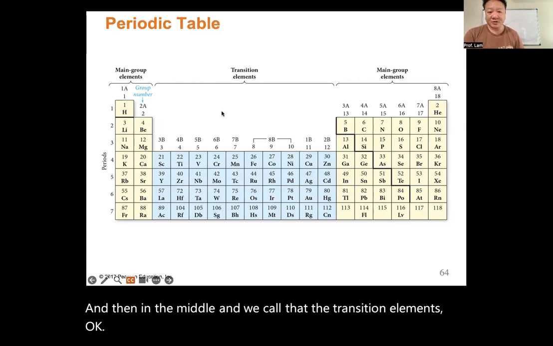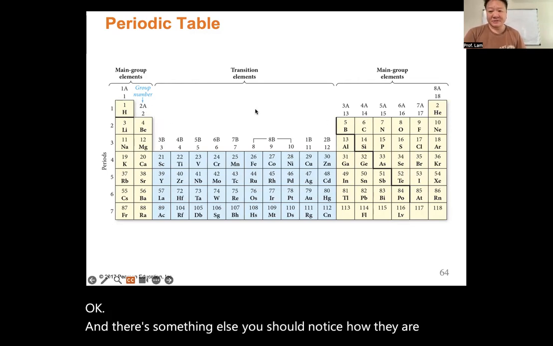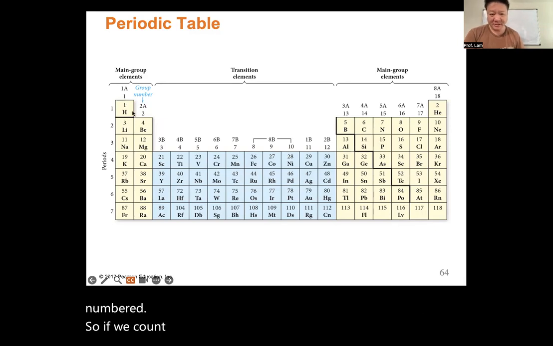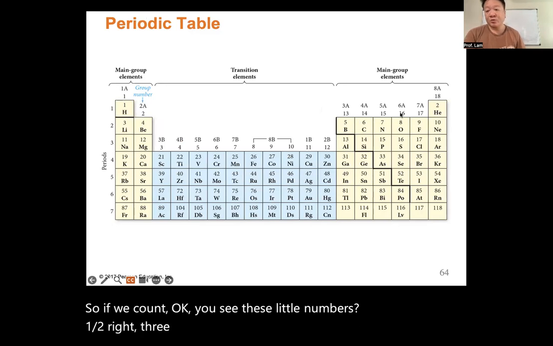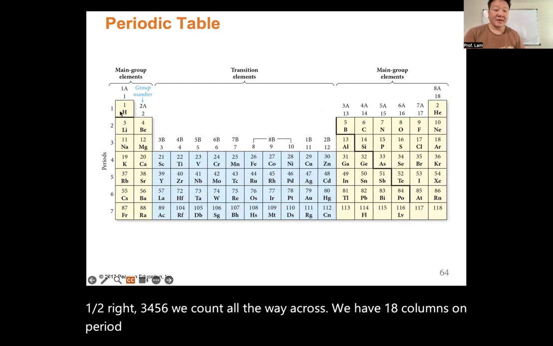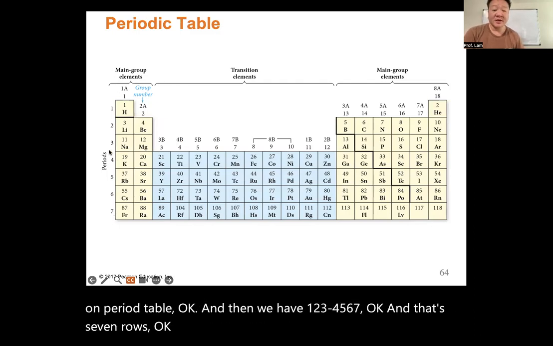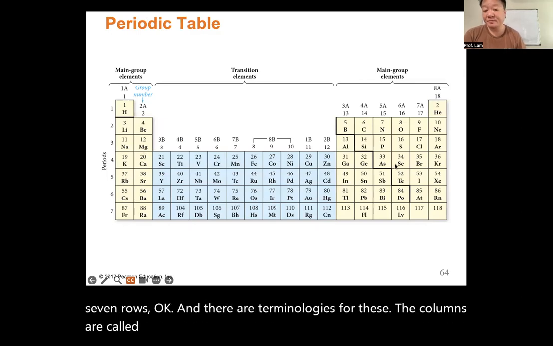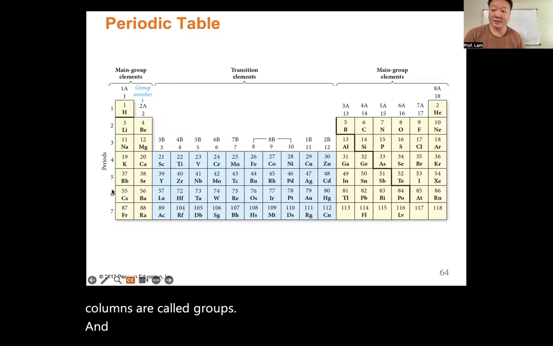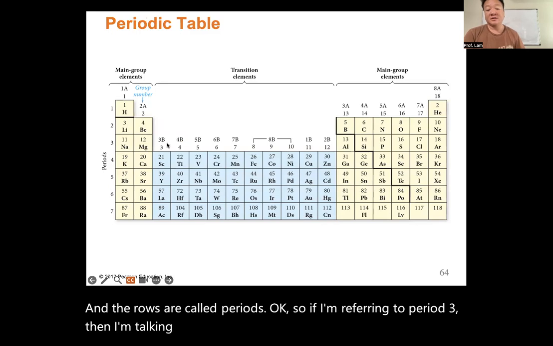And there's something else you should notice, how they are numbered. So if we count, okay, you see these little numbers, 1, 2, right, 3, 4, 5, 6. We count all the way across, we have 18 columns on the periodic table, okay? And then we have 1, 2, 3, 4, 5, 6, 7. Okay. And that's 7 rows. Okay. And there are terminologies for these. The columns are called groups and the rows are called periods. Okay. So if I'm referring to period 3, then I'm talking about this row right here that starts with sodium.